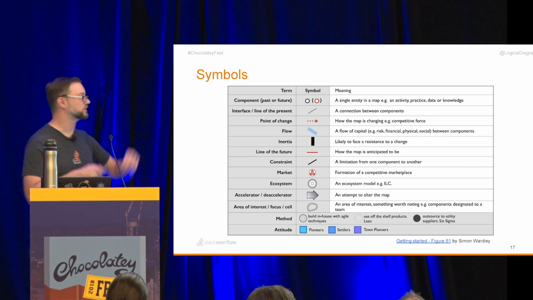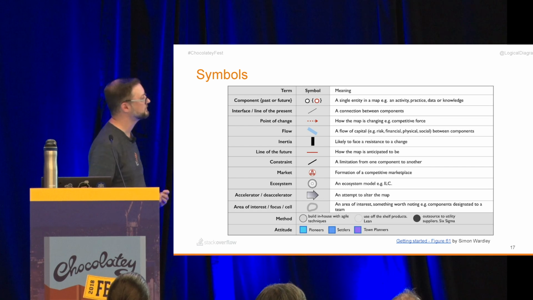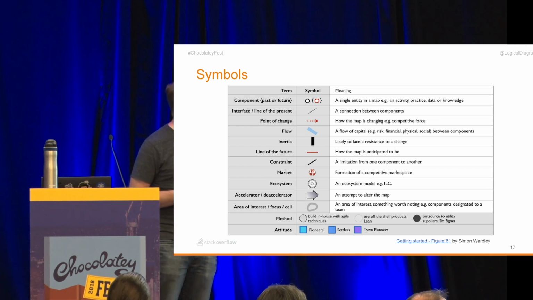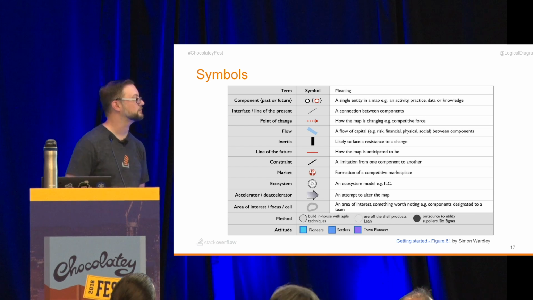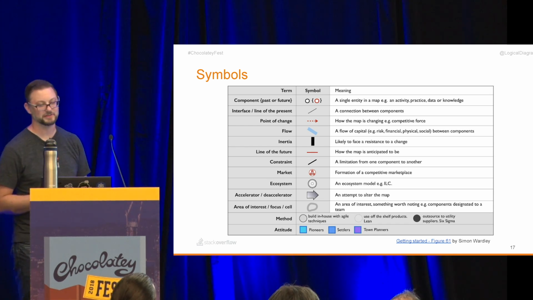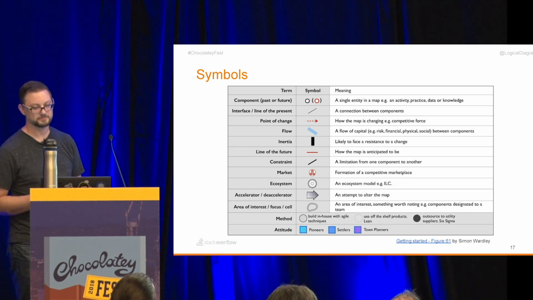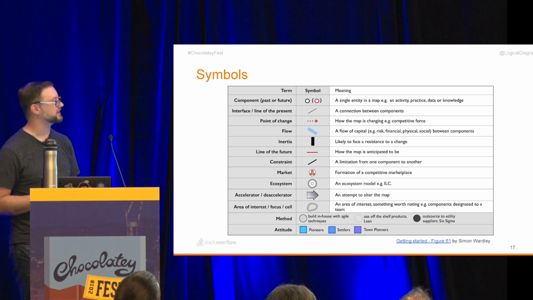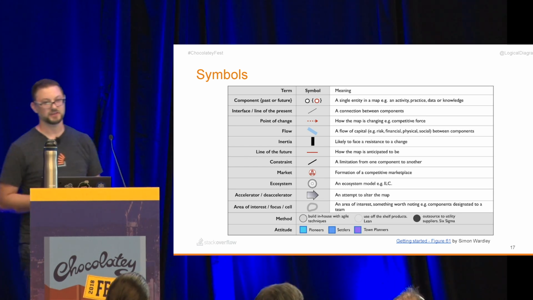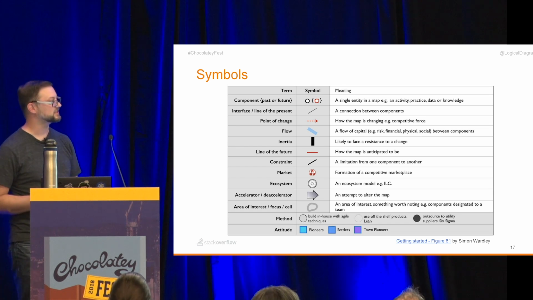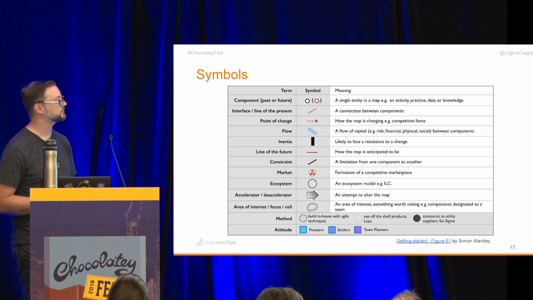And here's just a bunch of reference symbols. I pulled this from his documentation. I don't use all of them. They're just here for reference, but it's definitely a well thought out list. I've seen some maps that use all of these things like attitudes and methods, and you can get very deep in the weeds and very expressive about these maps, so there's plenty of room.